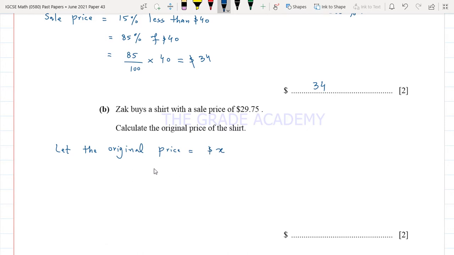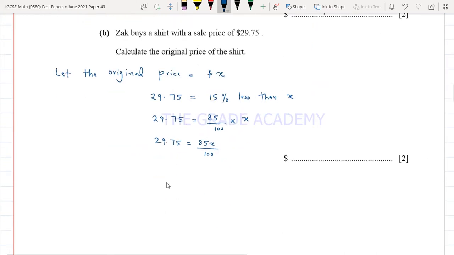Now here the sale price $29.75 is equal to 15% less than X. So what is 15% less than X? This will be equal to 85% of X, which is 85 over 100 times X. So 29.75 equals 85x over 100. We will solve it for X.